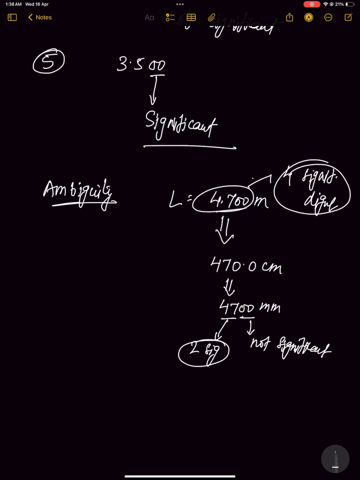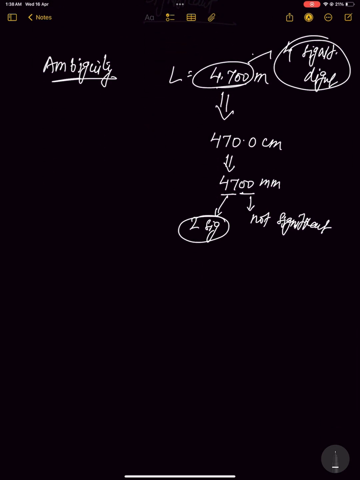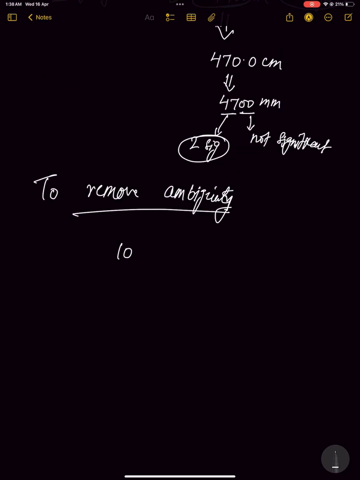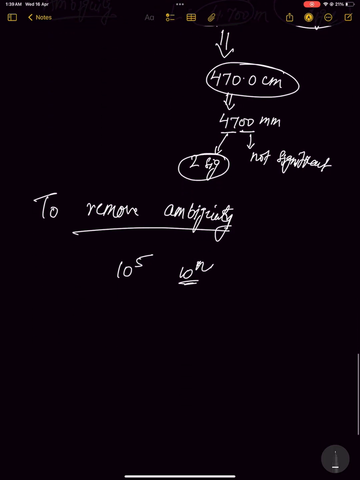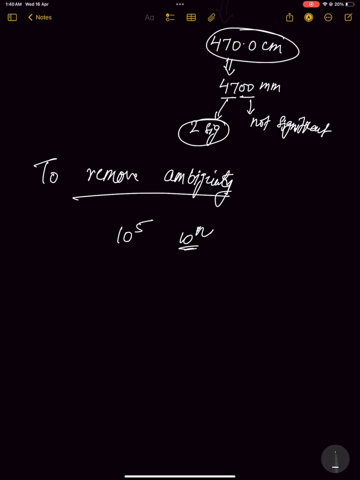So how is it possible? So to remove such ambiguities in determining the number of significant figures, the best way is to report every measurement in scientific notation. So what is scientific notation? 10 to the power 5, 10 to the power n. Okay. So this 470.0 centimeter can be written as 4.7 into 10 to the power 2. So here you can write, to remove ambiguity, 4.700 into 10 to the power 2. This you can do.